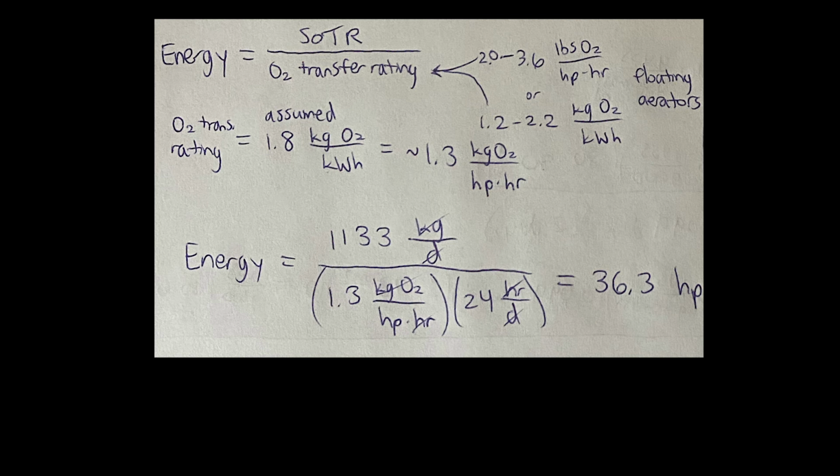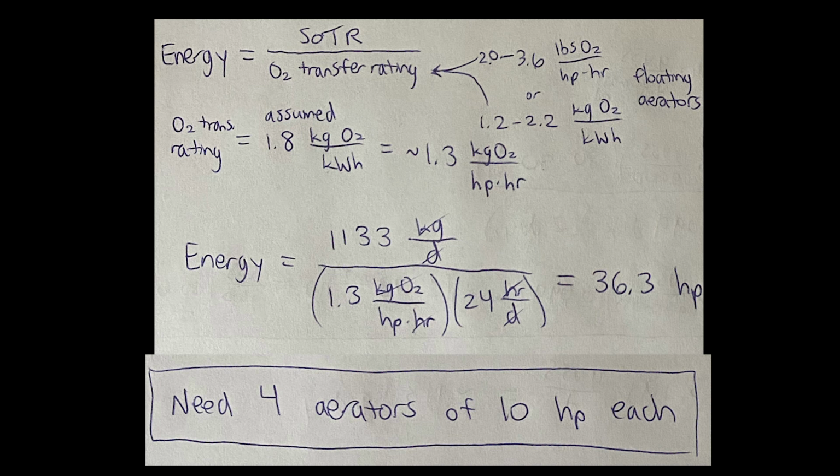So we need to use an oxygen transfer rating that's expressed in the units of kilograms of O2 per horsepower hour. If we assume 1.8 kilograms O2 per kilowatt hour, that's equivalent to approximately 1.3 kilograms per horsepower hour, and that falls right between that range provided in the table from the previous slide.